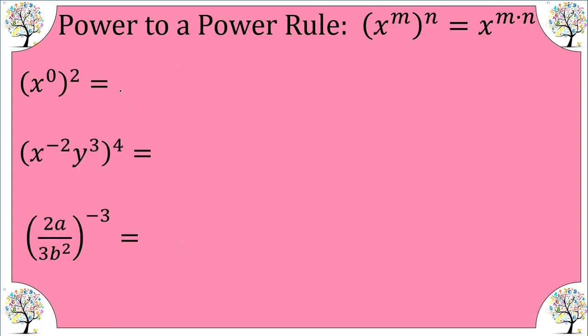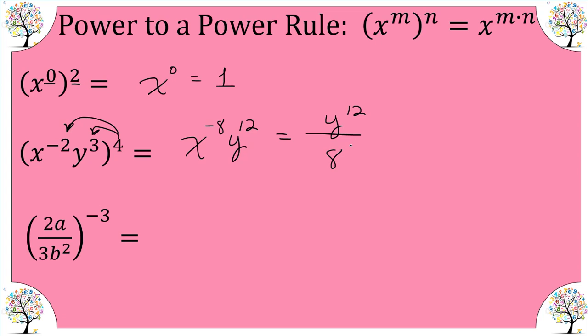Now let's just apply the power rule. So here we have a power raised to a power. So we multiply it, and we get x to the 0, which we know is 1. Here, the 4 is attached to the x to the negative 2 and to the y to the 3rd. So it kind of acts like the distributive property. You are going to multiply this 4 on the outside to every exponent inside the parentheses. So we have x to the negative 8 and y to the power of 12.